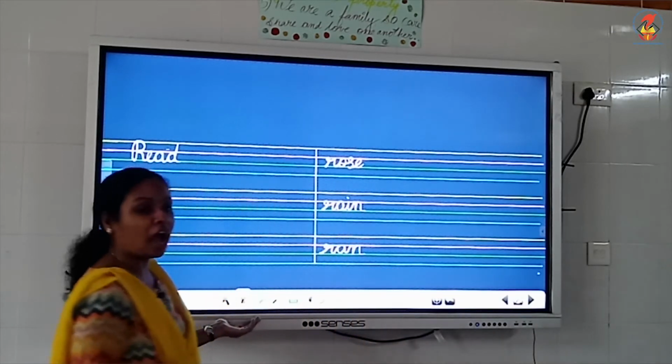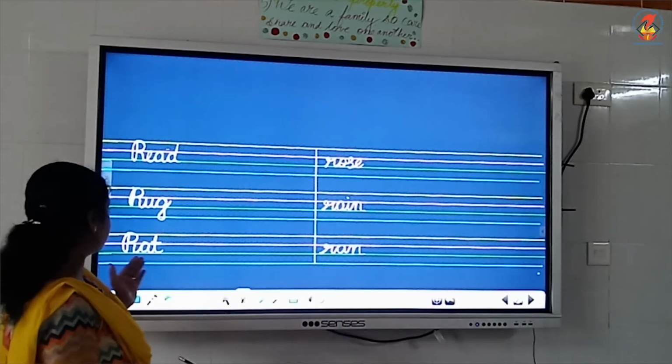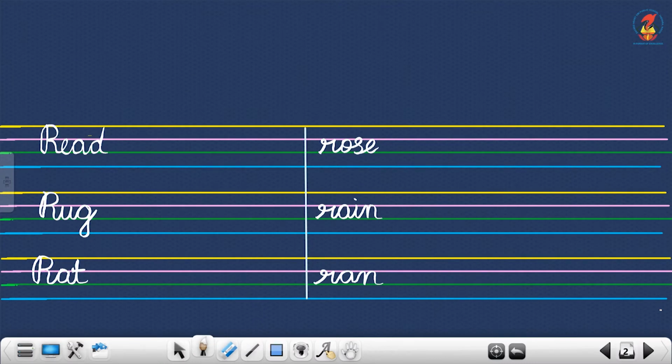Okay, now in your worksheet, you can see the three words written with the capital letter R and the three words written with the small letter R. Now, shall we write, children? Okay, you have to write along with me. Just tell the letters and write. Each letter you have to write.